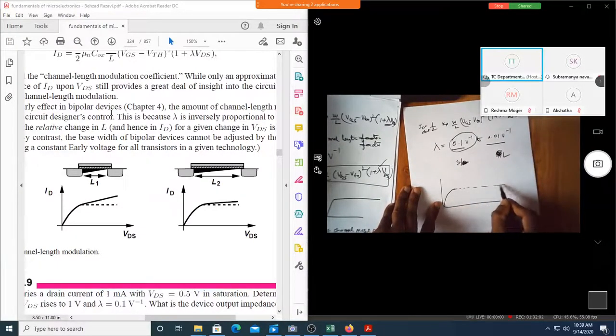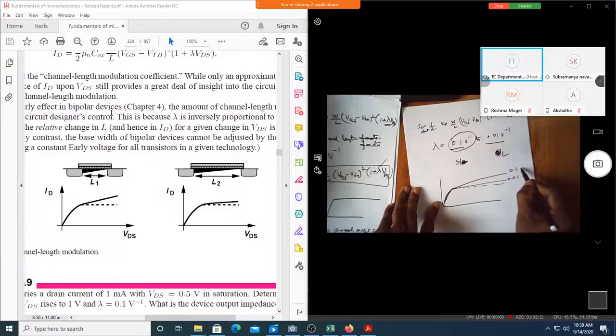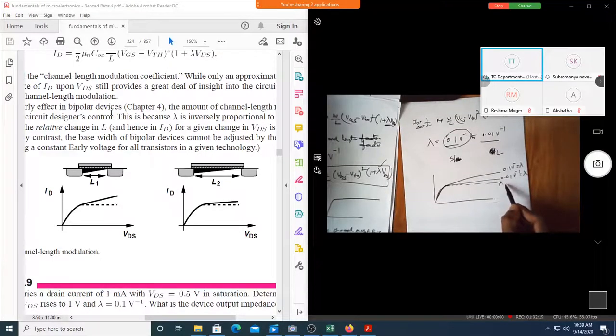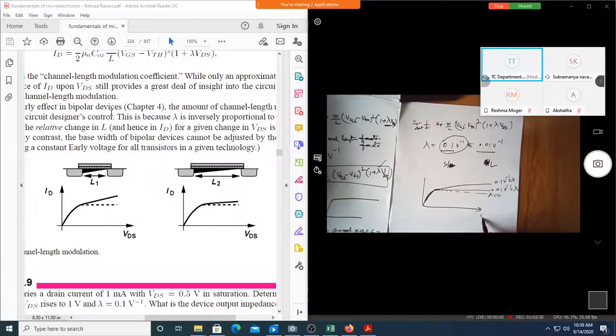Assume that this is ideal, so this may be for 0.01. If I write it for, this may be for 0.1. This is for volt inverse lambda. First one is lambda equal to 0, second one corresponds to 0.01, the third one corresponds to 0.1 volt inverse. Is that clear? What is there on the x-axis? It is VDS, on the y-axis it is ID.